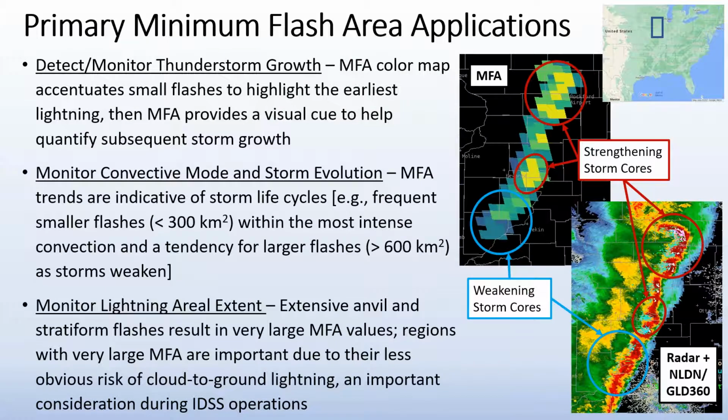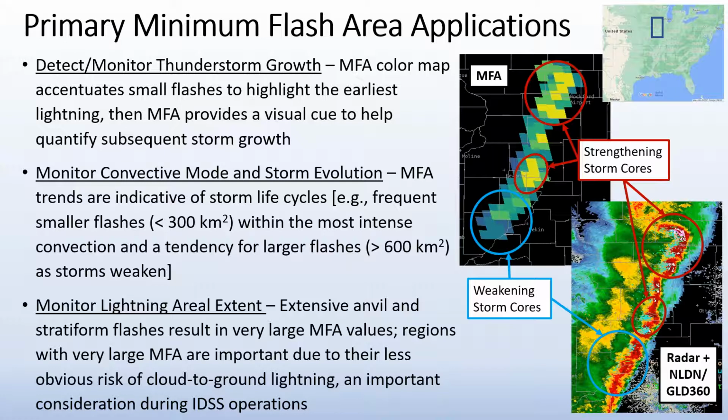So there are essentially 3 primary minimum flash area applications. And the first is to detect and monitor that initial thunderstorm growth. So the MFA color map accentuates those smallest flashes, which are those gold or yellow grid cells, which are shown in the example on the right. And you will often see those in the initial convection or convective initiation, and that can highlight the earliest lightning within storms.